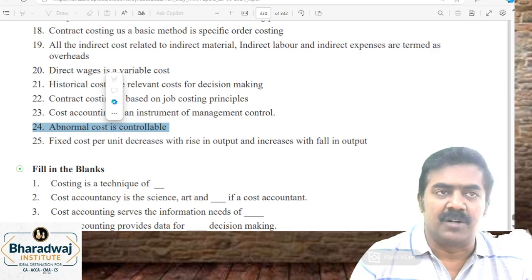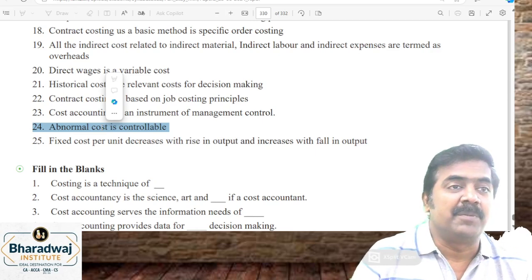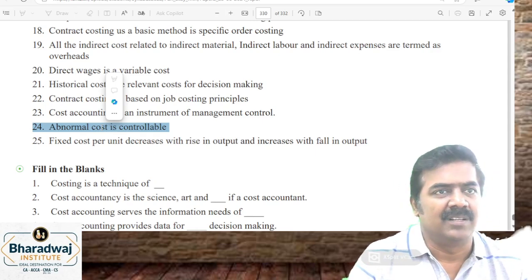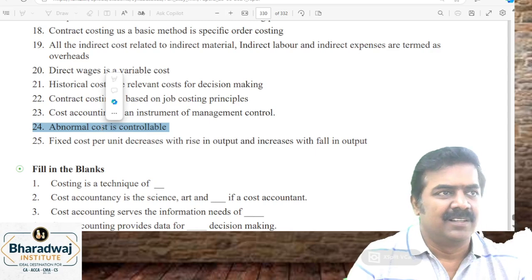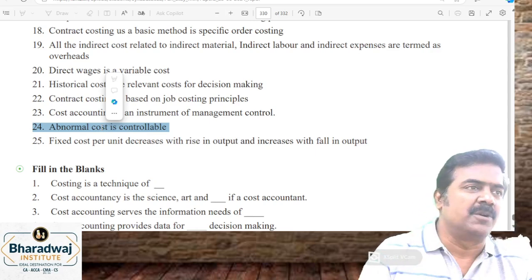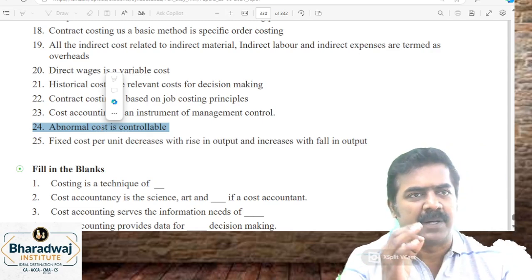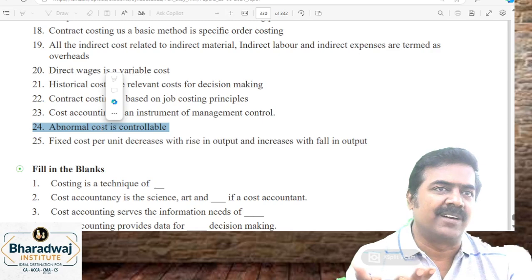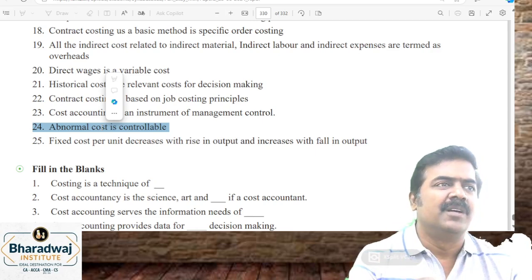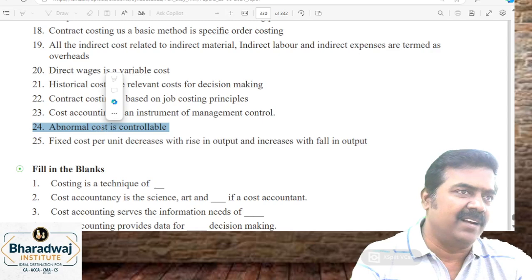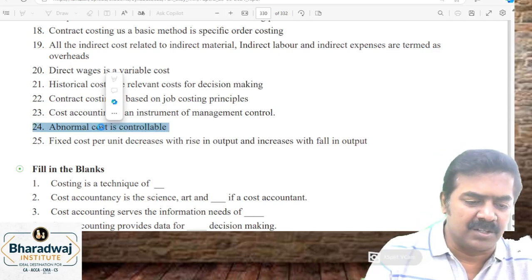Abnormal costs are controllable. Yes. What do you mean by abnormal cost? Spending more than allowed. Can you control it? Yes, through a strict control process. For example, for manufacturing one shirt you should spend 300, but you are spending 400. Abnormally, you are spending 100. Can you control the cost? Yes. How? Proper allocation of work, time management, making the workers trained. So abnormal costs are controllable.